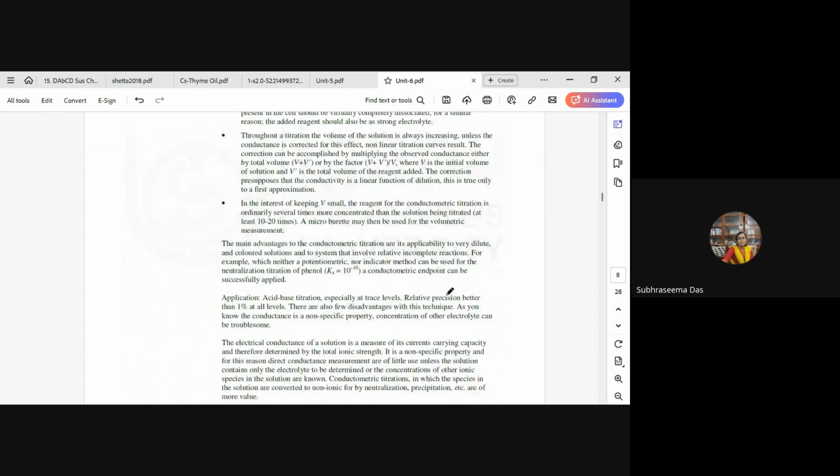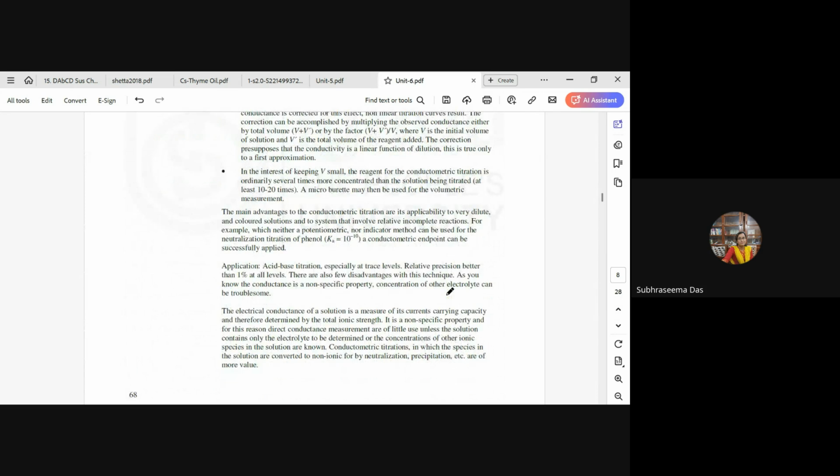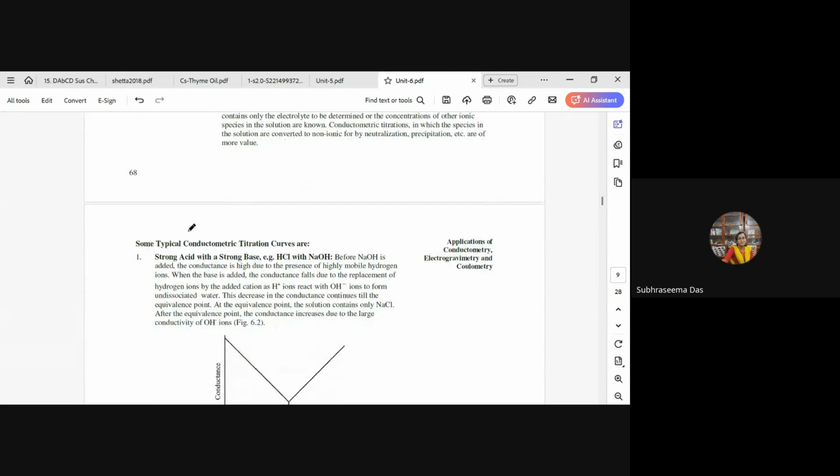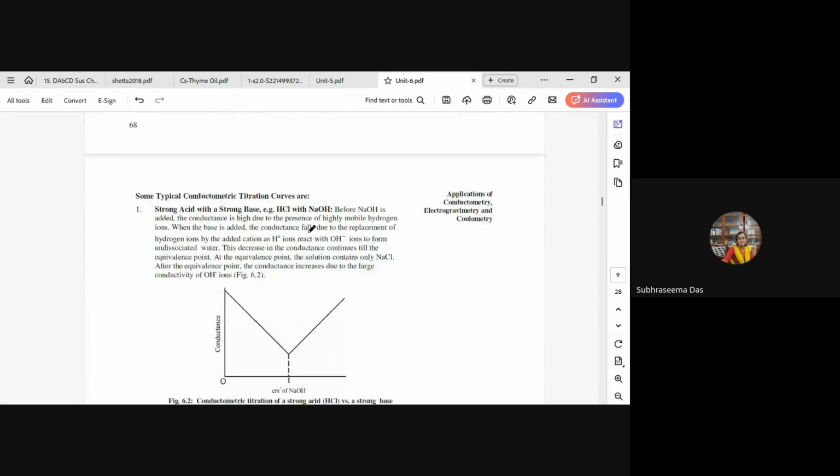The main advantage of conductometric titrations is that they are applicable to very dilute solutions. The application lies in acid-base titration, even at very trace levels. Some typical conductometric titration curves have been described.